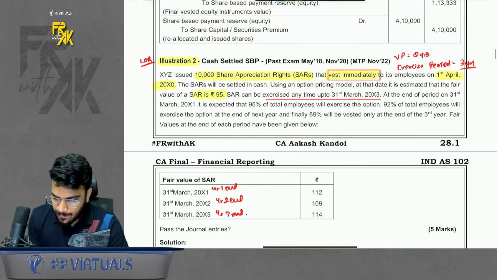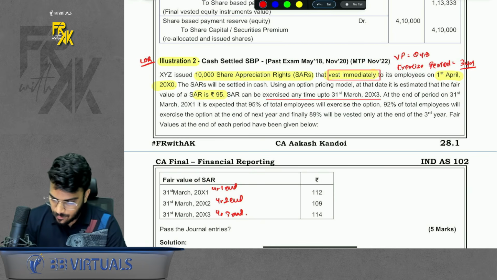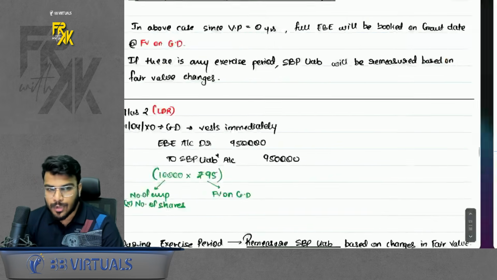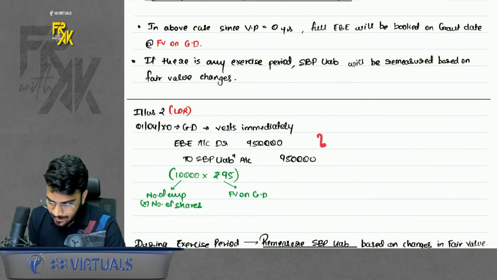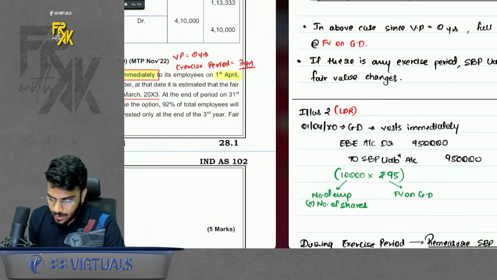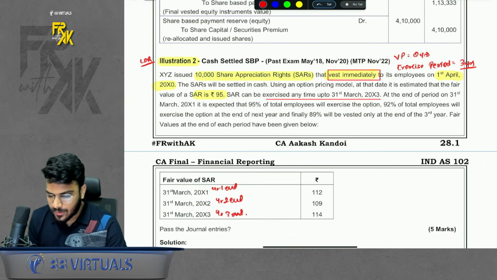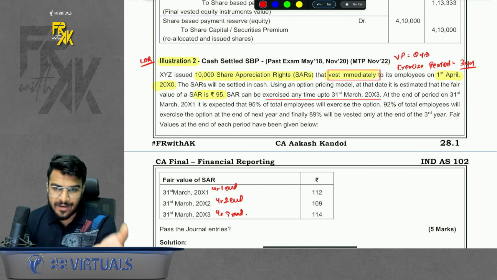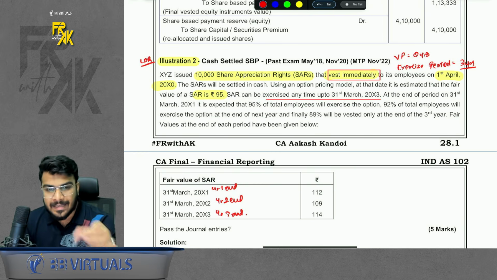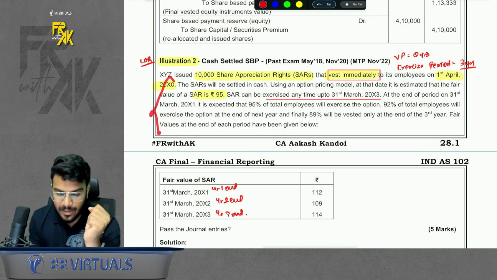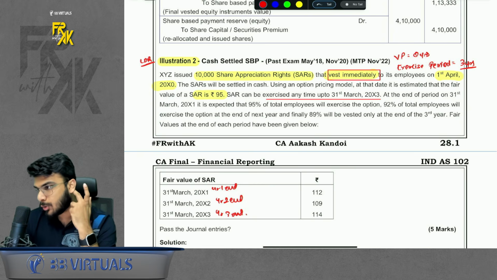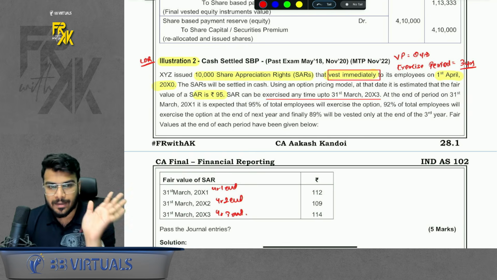So what is happening here is vest immediately. 1st April 95 is the fair value. Because you are booking the fair value on first day, take the 95 as fair value and book the full expense. Now, exercise period is given up to 3 years, so the employee can exercise anytime up to 3 years. Normally, even if the employee is leaving during the exercise period, he will take his cash and leave. But in this question, there are 2 assumptions. First, the employee will take the money only at the end of the 3rd year. Second, employees who are leaving in between don't want their money.